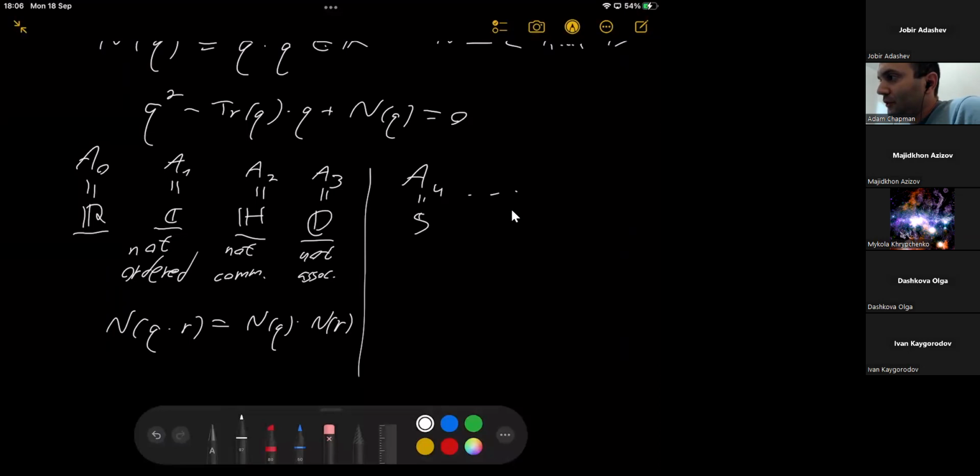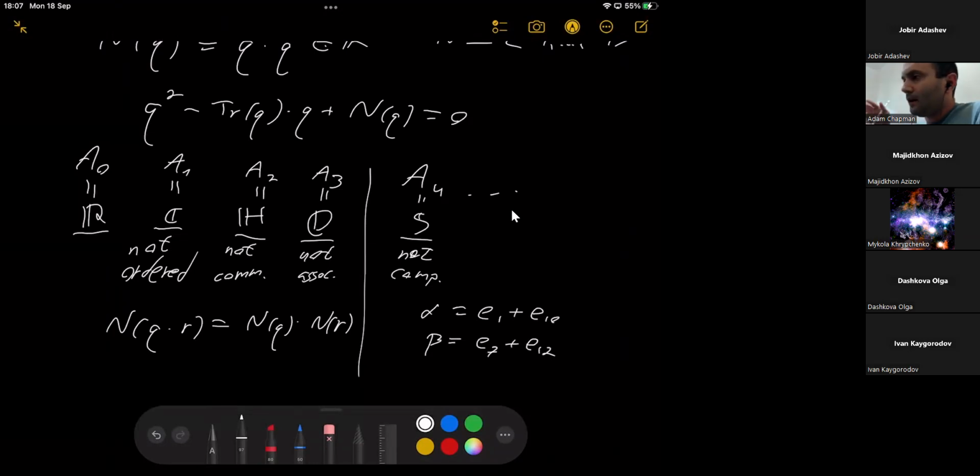So all these algebras are composition algebras, but here we lose this property. So this is not a composition algebra anymore. And the argument is quite easy. You can take, let's say, alpha being E1 plus E10, and beta being E7 plus E12, where those E's are the standard basis of these algebras.